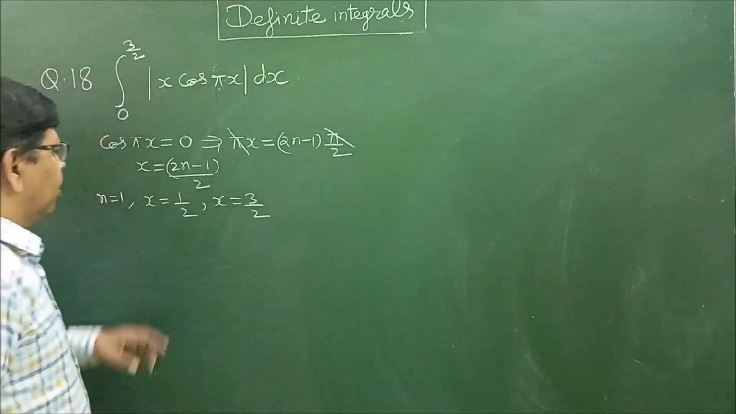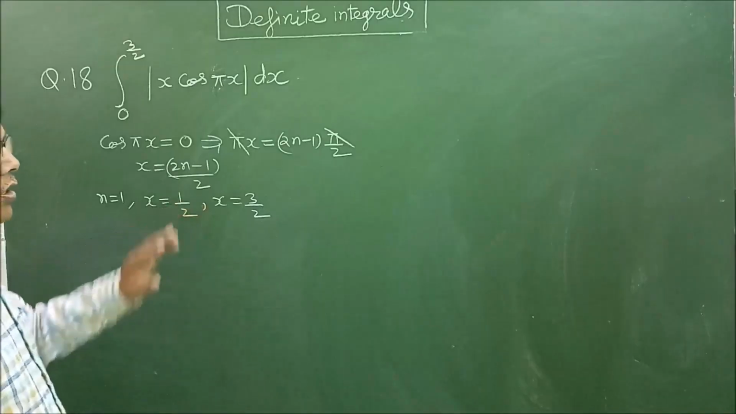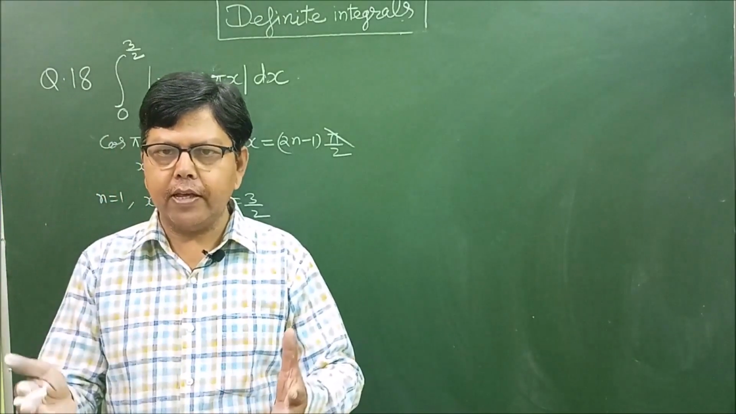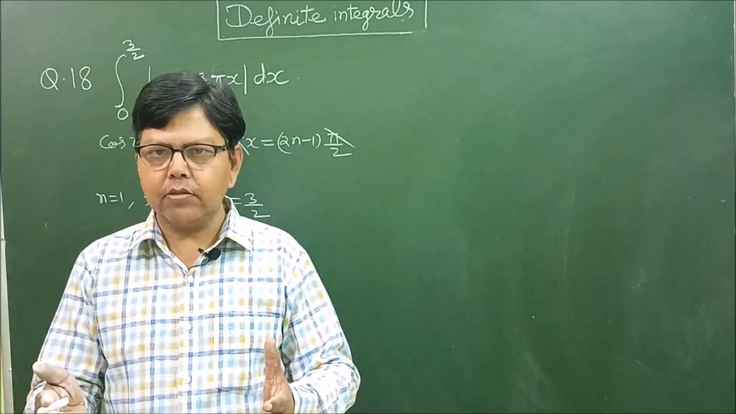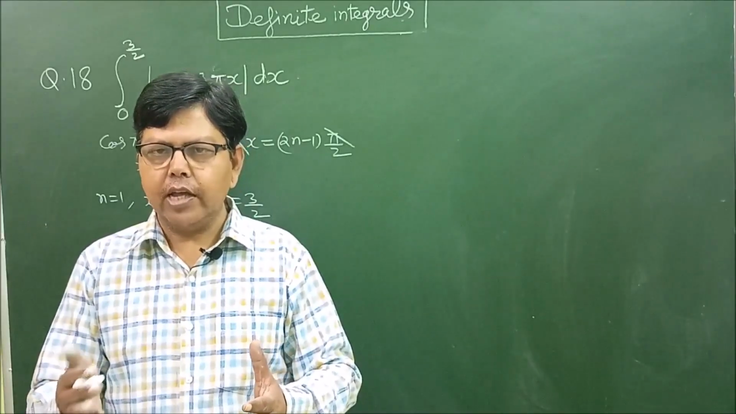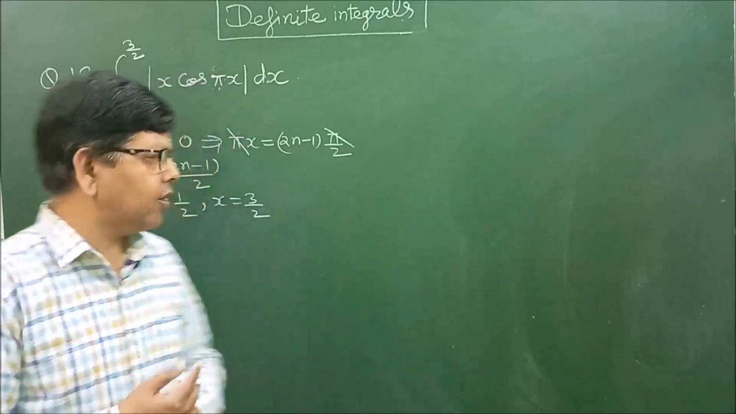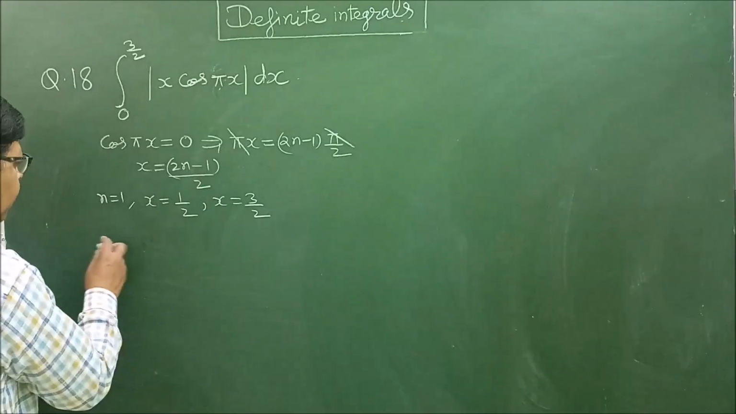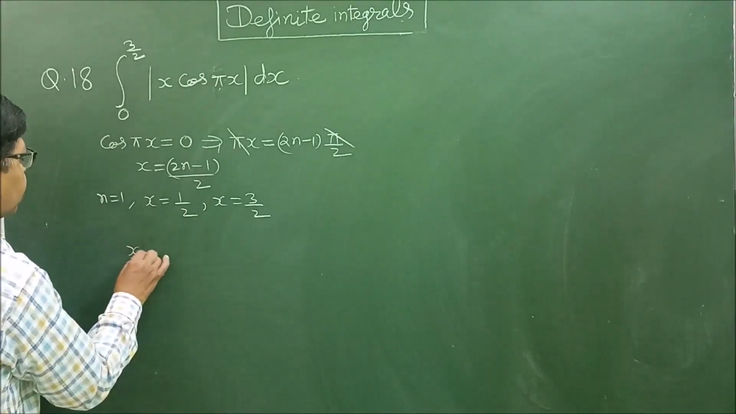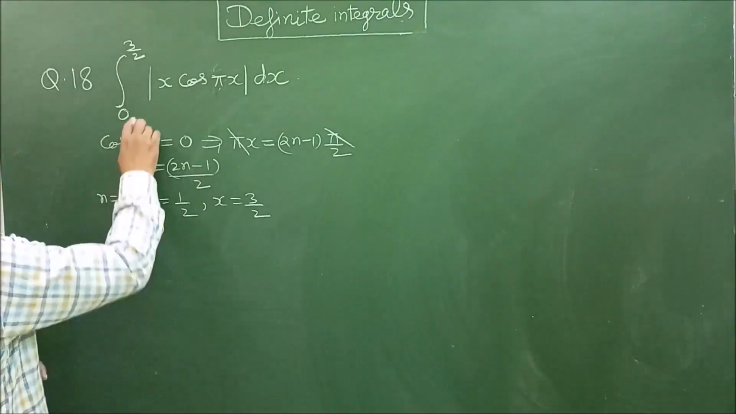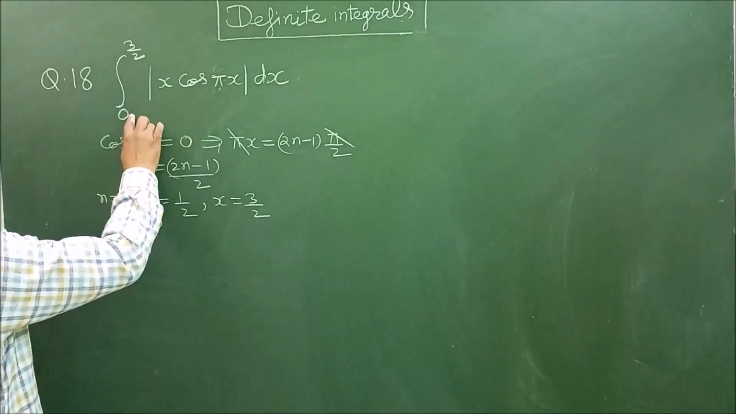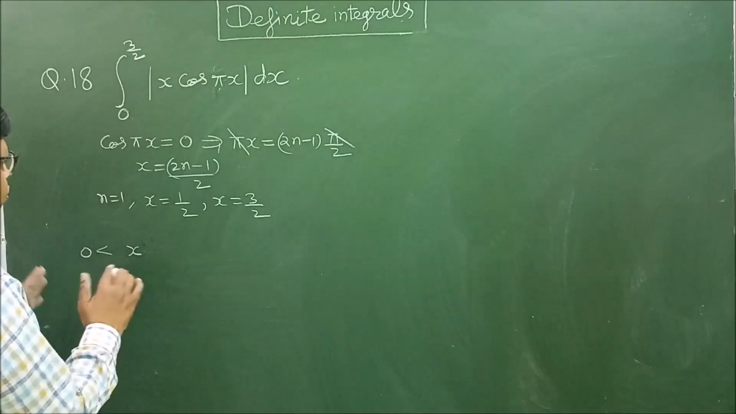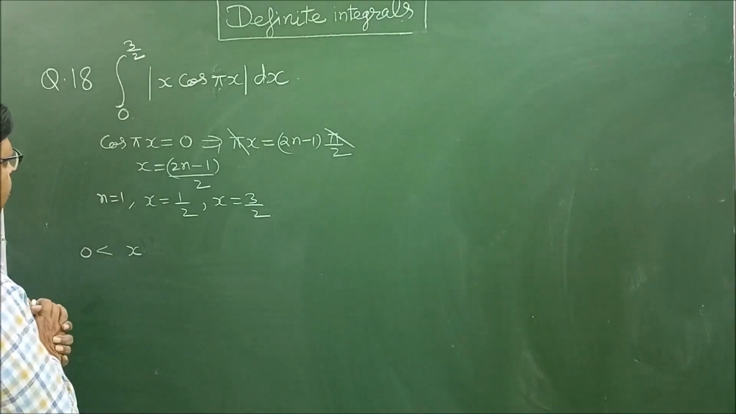Means when the value of x is 1 by 2 and the value of x is 3 by 2, then the value of cos pi x is 0. It means before these points and after these points let us check the value. So if the value of x is equal to 1 by 2, before that we must check between 0 and 1 by 2, because we want to evaluate the definite integral from 0 to 3 by 2. So between 0 and 1 by 2, what is the nature of cos pi x?